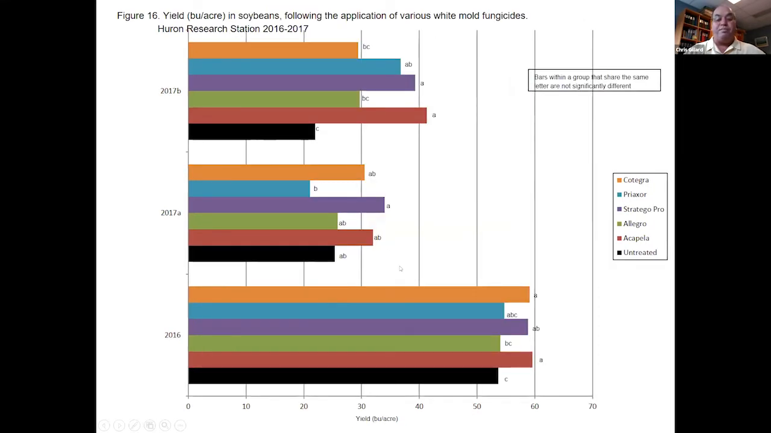If you look at the yield response that we get, a definite yield response out of Stratego Pro and Acapella in most years. And that yield response, man, in 2017, this top trial, that yield response is dramatic. We got about 100 to 115% increase in yield out of these products. So that's huge yield increase in some situations, okay? We still get some yield response out of other products like Preaxor, just not as consistently. Some yield response out of products like Cotegra, again, just not as often as others.